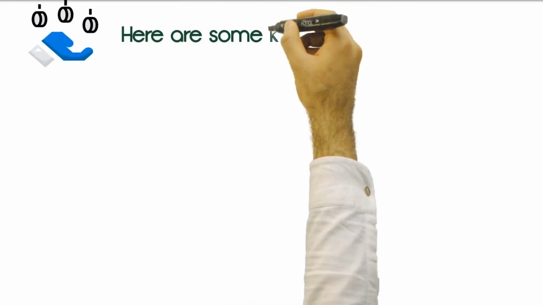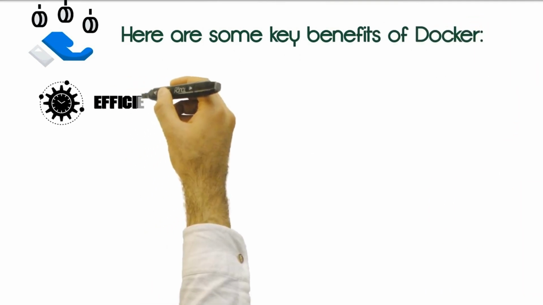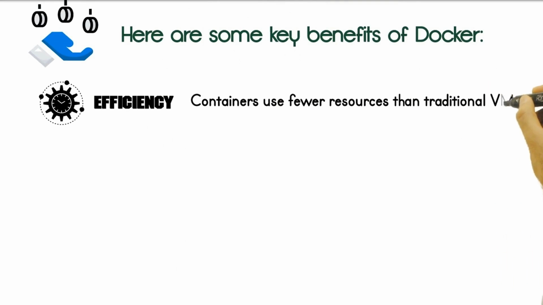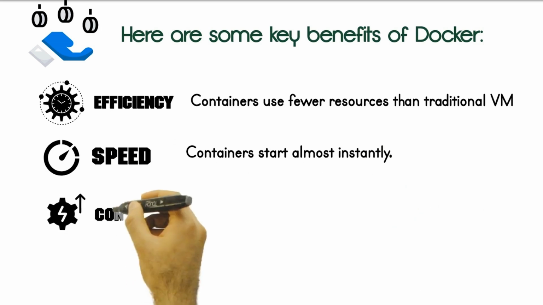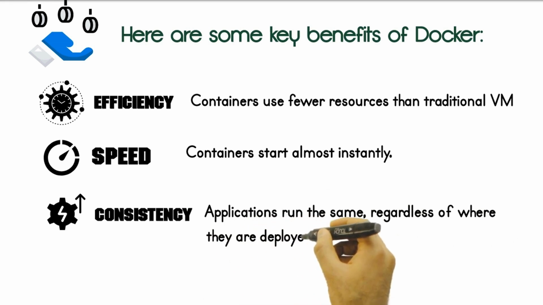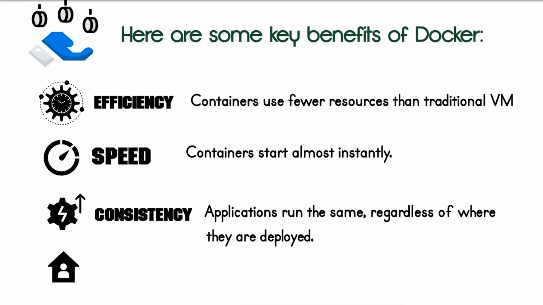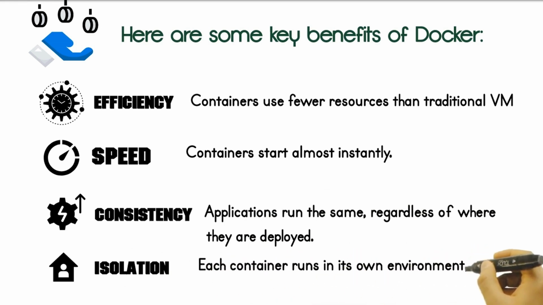Here are some key benefits of Docker. 1. Efficiency. Containers use fewer resources than traditional VMs. 2. Speed. Containers start almost instantly. 3. Consistency. Applications run the same, regardless of where they are deployed. 4. Isolation. Each container runs in its own environment, enhancing security and reducing conflicts.